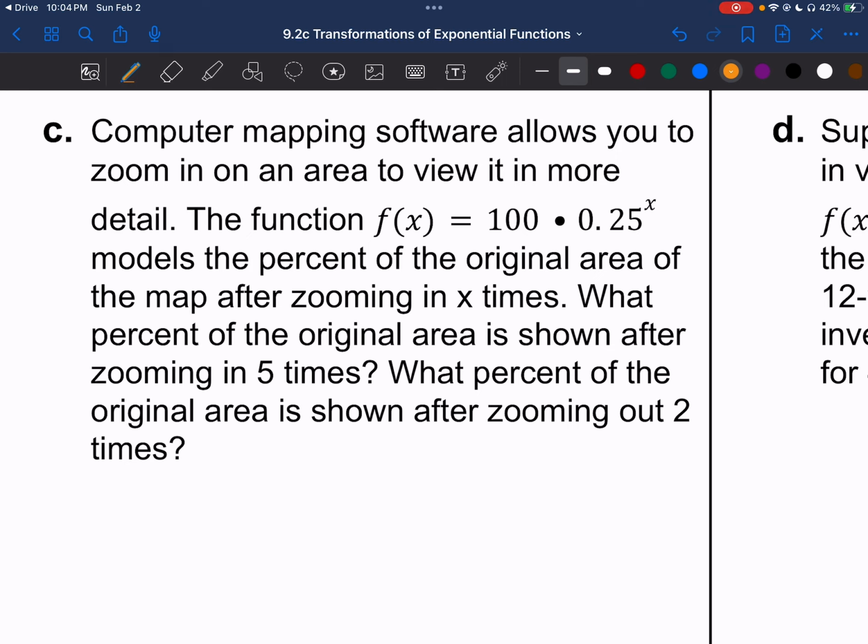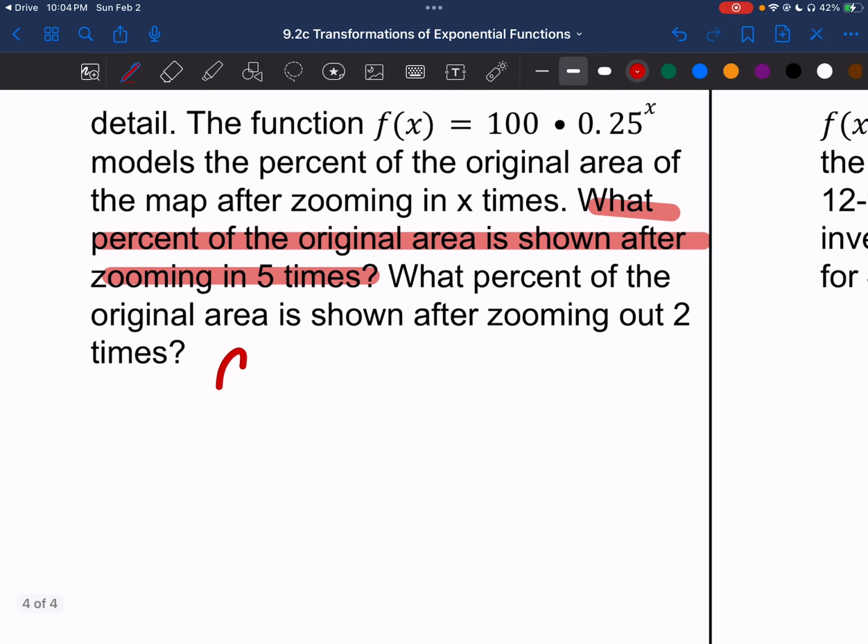Letter C, computer mapping software allows you to zoom in on an area to view it in more detail. The function f of x equals 100 times 0.25 to the x power models the percent of the original area of a map after zooming in x times. What percent of the original area is shown after zooming in 5 times? So let's look at that one first. 5 zooms, so f of 5 equals 100 times 0.25 to the 5th power.